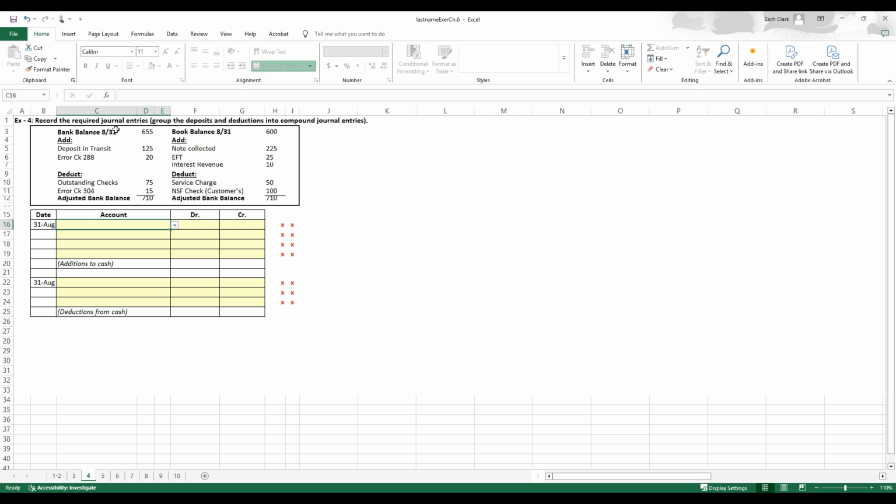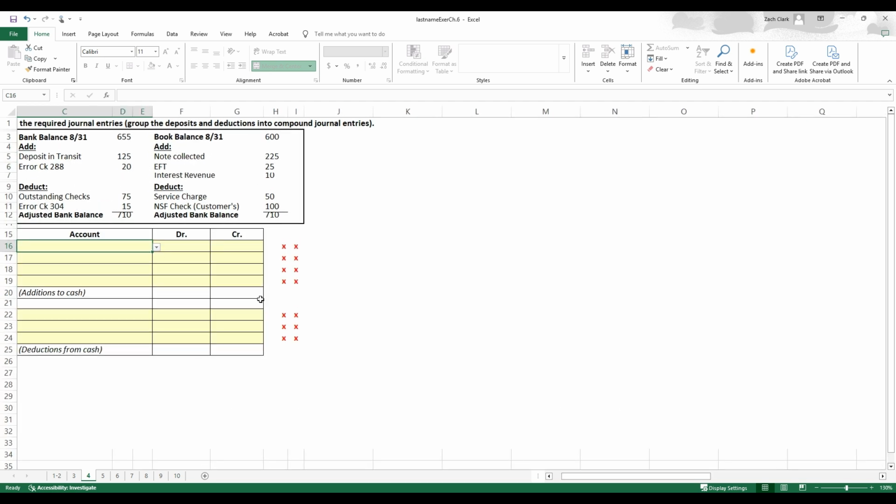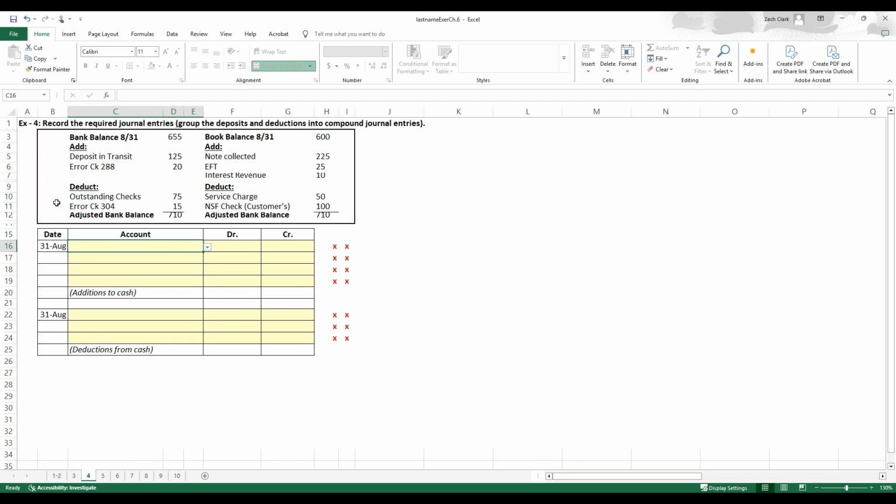Okay, so now we need to look at journal entries like I mentioned, and we have basically a bank reconciliation here noted above. I'm going to zoom in a little bit, see this a little better. And in our reconciliation, you can see we had on the bank side some deposits in transit, outstanding checks, corrections of some check errors, electronic funds transfer collections, note collections, so real similar to what we just saw in that last problem.